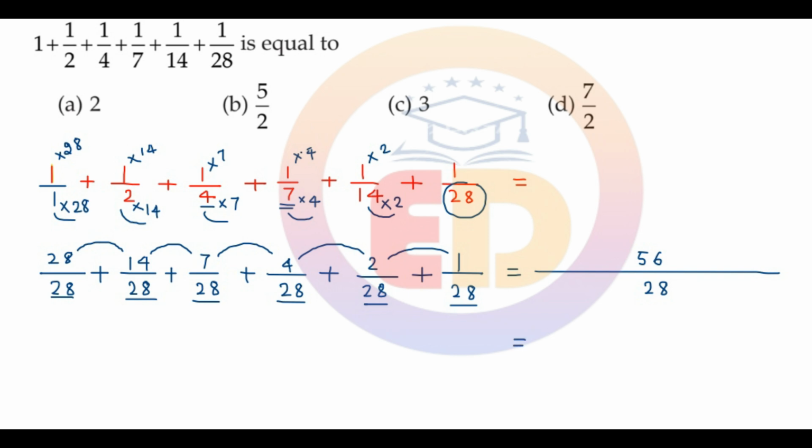Now friends, 56 and 28 are both divisible by 28. So I will divide them by 28. 28 two times is 56 and 28 one time is 28. 2 upon 1 is actually only 2. So our final answer is option number A.